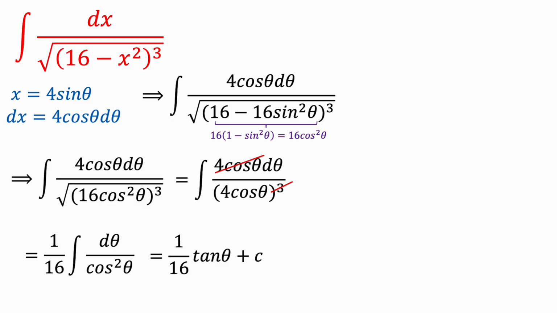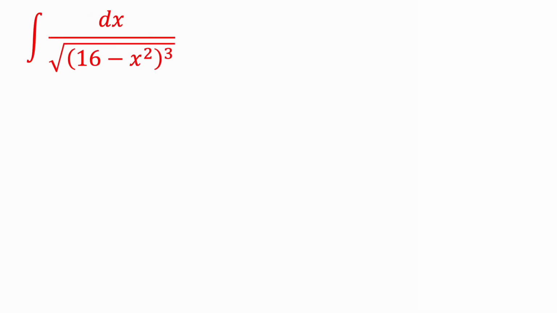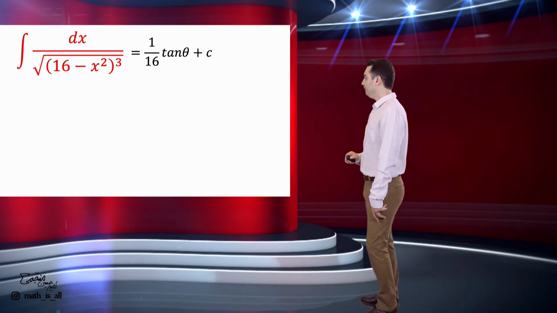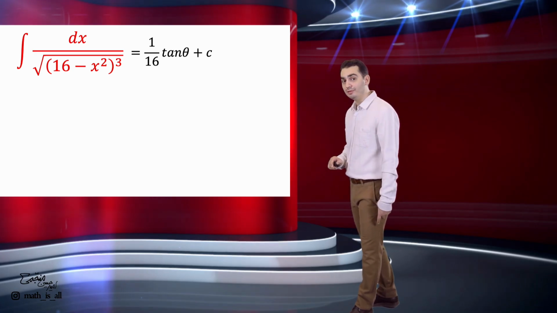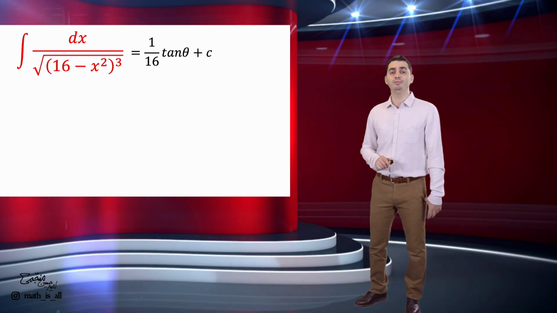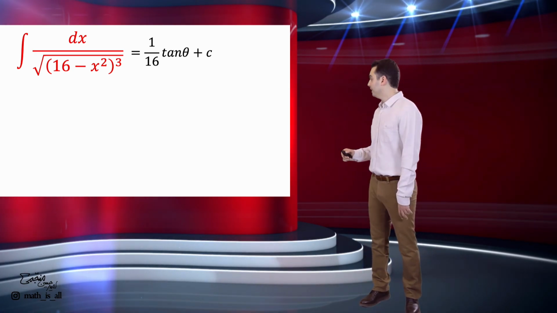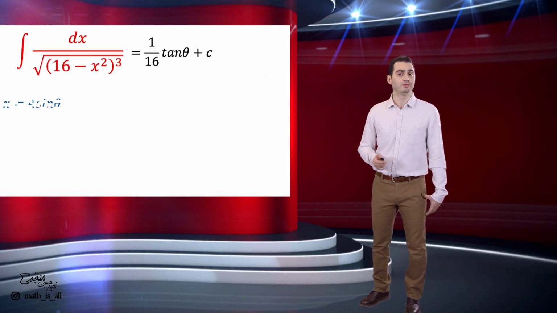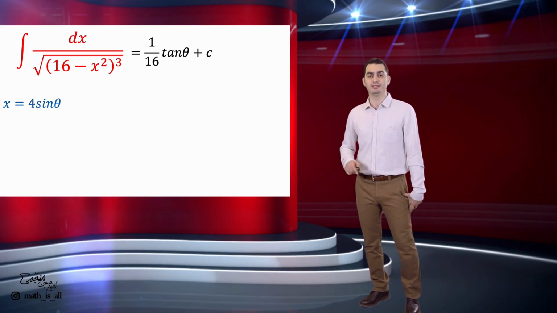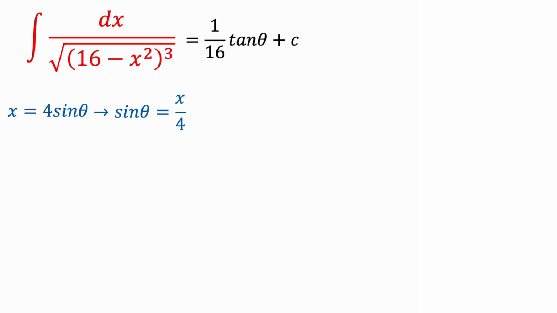However, we want the final answer in terms of x. Therefore, we must express tangent theta in terms of x. It is easy. Just recall your basic trigonometry. Let's see how. Remember, we let x equal 4 sine theta. What is sine theta? It is x over 4. Do you remember the definition of sine? It is opposite over hypotenuse. So since sine theta is x over 4, the opposite side is x, and the hypotenuse is 4.